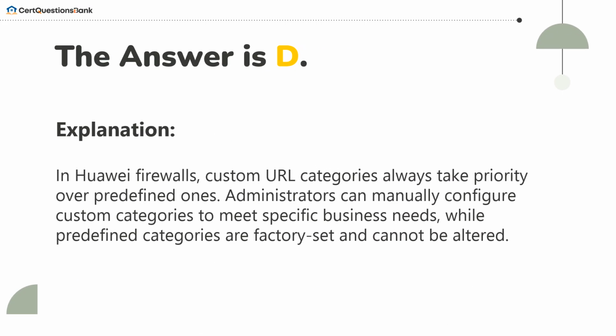The answer is D. In Huawei firewalls, custom URL categories always take priority over predefined ones. Administrators can manually configure custom categories to meet specific business needs, while predefined categories are factory set and cannot be altered.